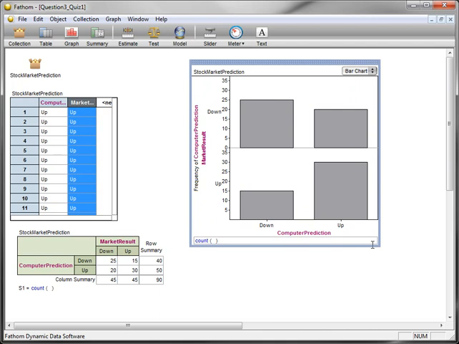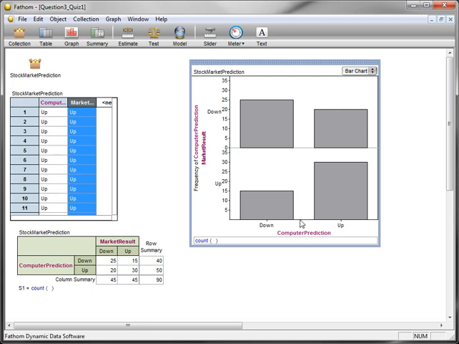And let's run through quickly what this bar chart sort of suggests. It's telling us that when the computer predicts that the market will go up, the market result is actually up a very large amount of the time compared to when the computer predicts that the market will go up, but the market actually ends up going down. These bars seem to be of relatively different heights. 30 instances here, 20 instances here.